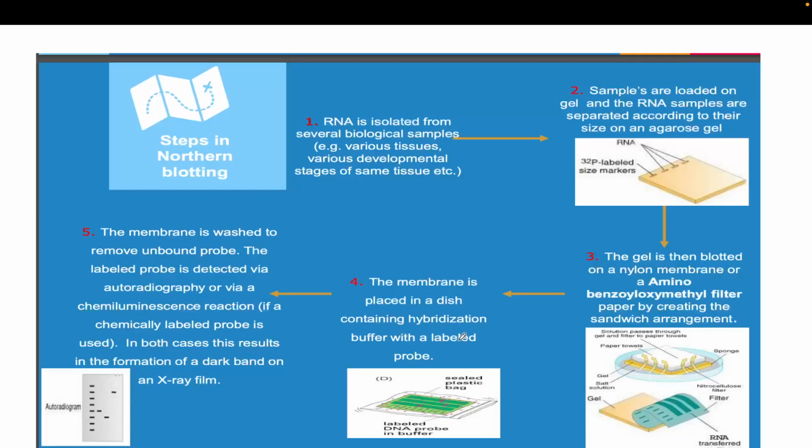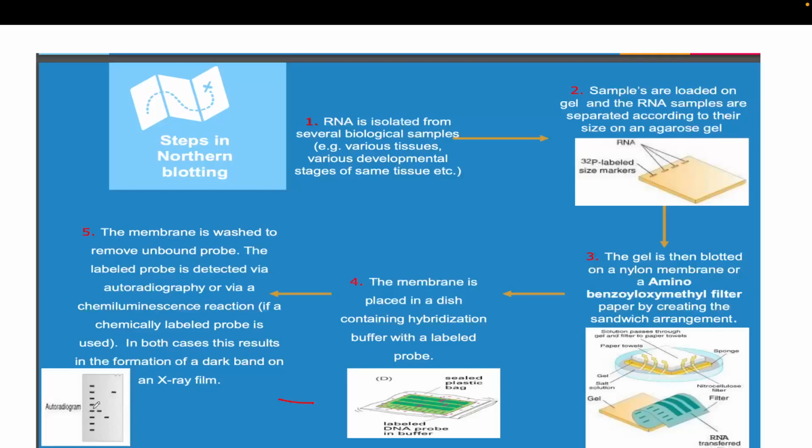This labeled probe will bind to its complementary region of the sequence. During autoradiography, it will show a band wherever the probe hybridizes. This is the autoradiography picture. Wherever the probe is hybridized, it shows a certain band, which is detected by the autoradiography machine.